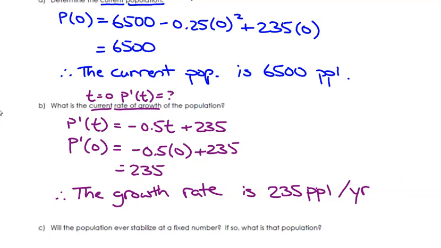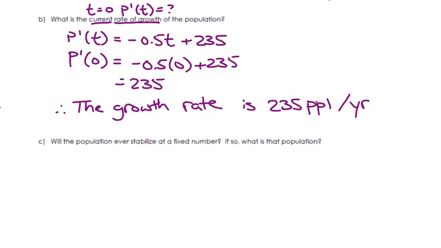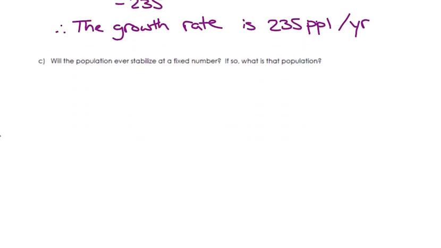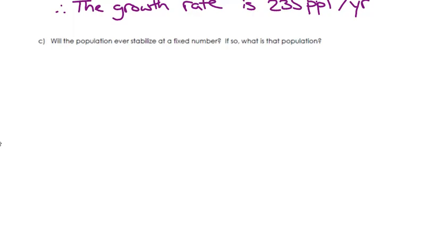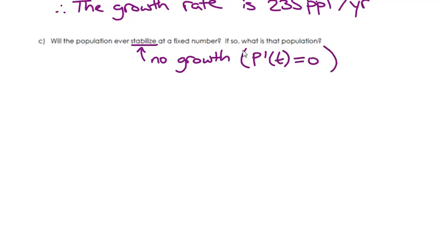Okay, let's try the next one. Give yourself lots and lots of space. So what's this asking us now? C, will the population ever stabilize? Stabilize is an interesting word. Stabilize means no growth, as in your population does not go up or down, it just stays the same. In other words, your growth rate is equal to zero. So we're going to solve for that.